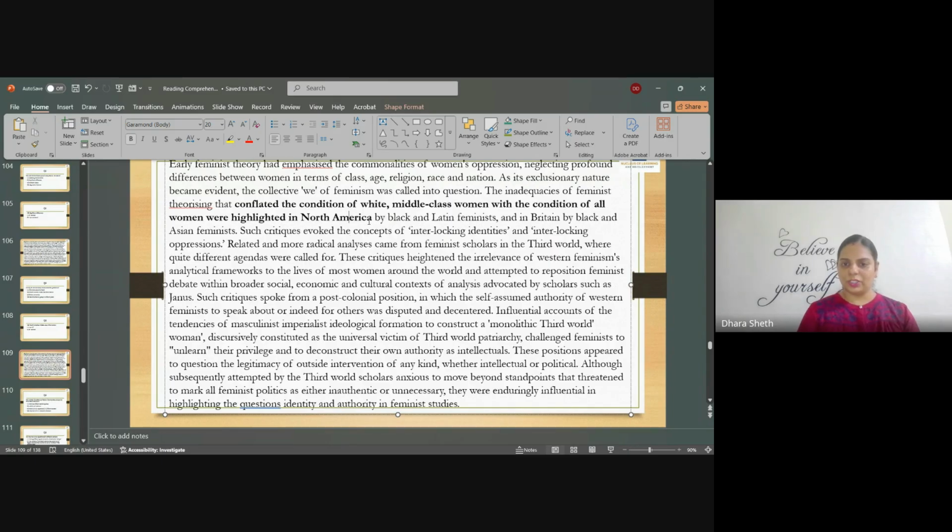So this was initially done, and then it was protested by Black and Latin feminists, and when you say Latin, it refers to Europe, and in Britain by Black and Asian feminists. Okay, I hope that makes the answer clear. Okay. Next question.